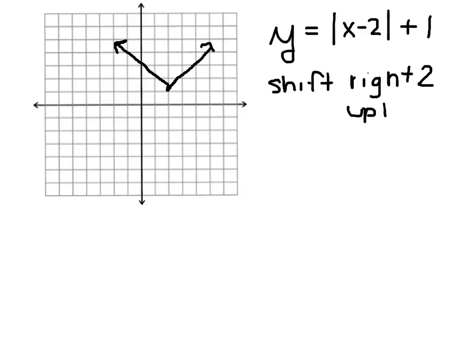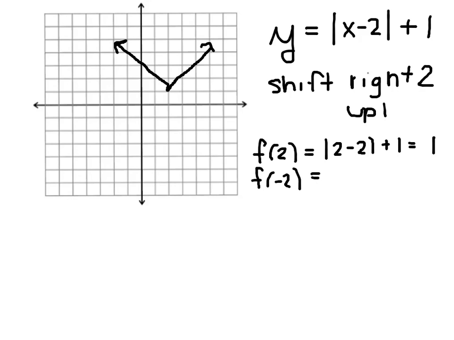And I wanted to do the test with a number this time. So let's say you had f of 2. That would be the absolute value of 2 minus 2 plus 1, which would be 1. If I put in the opposite, f of negative 2, that would be the absolute value of negative 2 minus 2 plus 1, which is 5. Since these two numbers are not the same, this is not an even function.